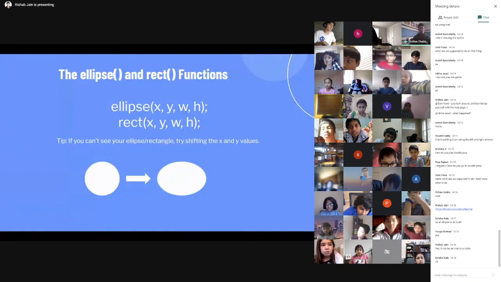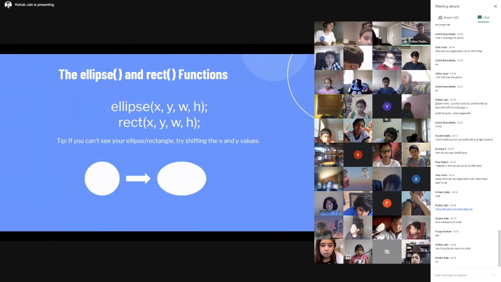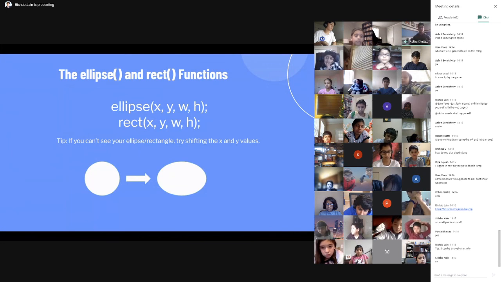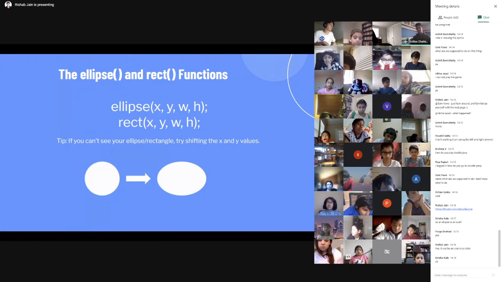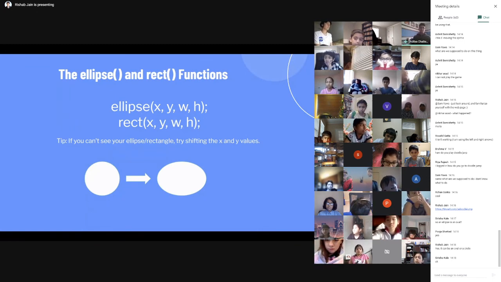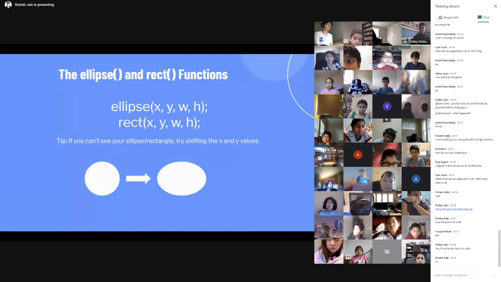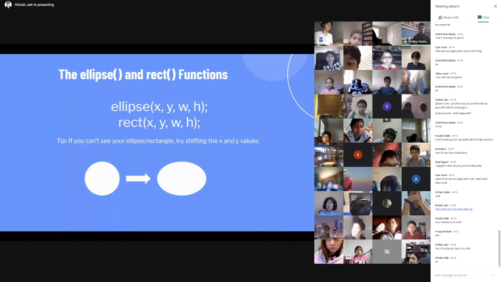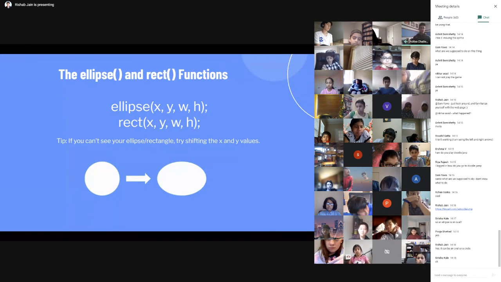And next we have the y parameter. The y parameter tells you how far up or down you want the ellipse. So if you increase the y parameter, the ellipse actually goes farther down. And if you decrease it, the ellipse goes up. Then after that, we have the w parameter. The w parameter tells the computer how wide the ellipse will be. So if you increase the w parameter, the ellipse will get wider and wider.